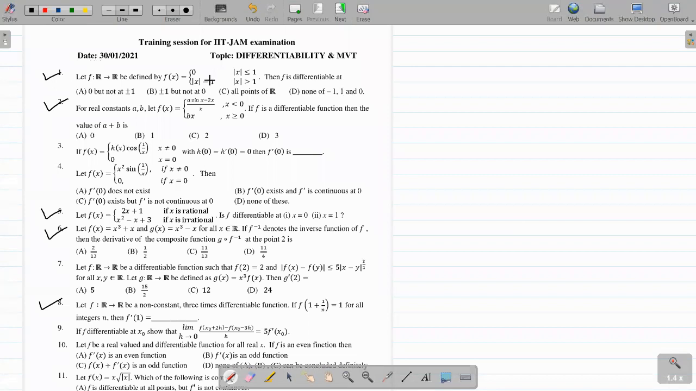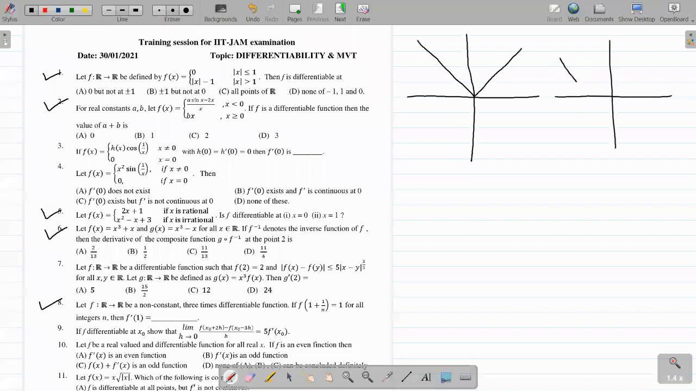So what is the graph of first? Mod x less than or equal to 1 के लिए 0 है. So पहले मैं इसका ग्राफ प्लॉट करूँ. Mod x minus 1 in general. So if I try to plot the graph of, so this is mod x. Then minus 1 जब मैं कहूँगा तो this will come down by 1 unit. So mod x minus 1 will have a graph like this. Right? This is a graph of mod x minus 1.